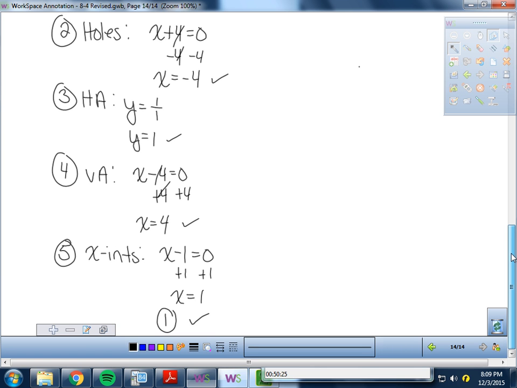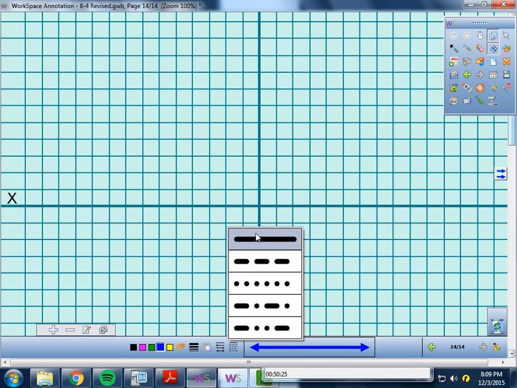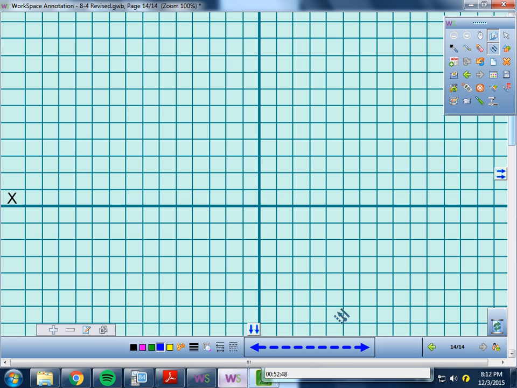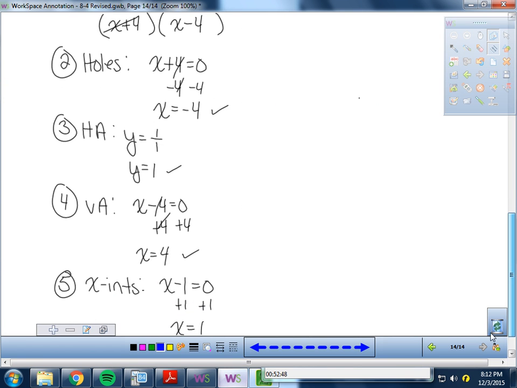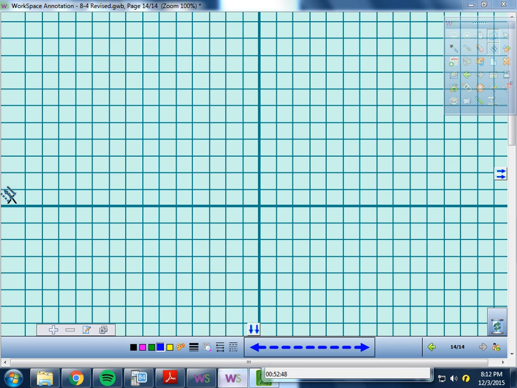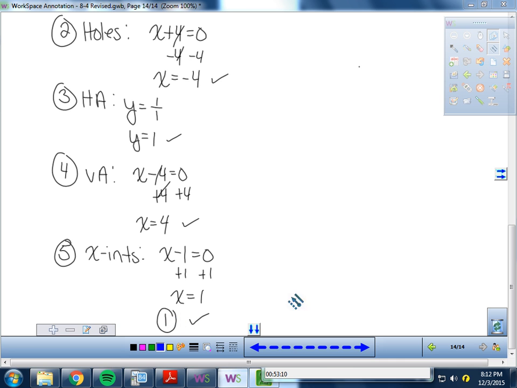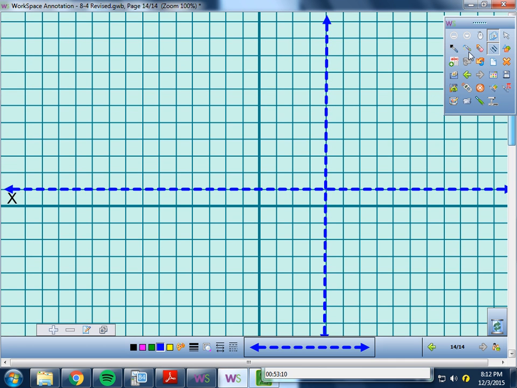So let's go ahead and plot the things that we do know. Alright, so I have a horizontal asymptote at y equals 1, and a vertical at x equals 4. So y equals 1, x equals 4. Alright, and then I have a 0 at 1, or an x-intercept at 1. And then I'm going to have a hole in my graph after I graph it.